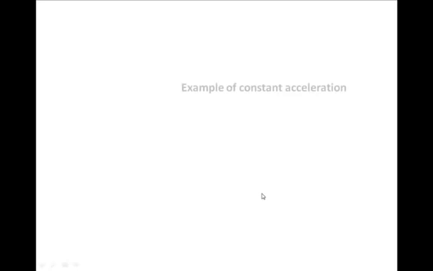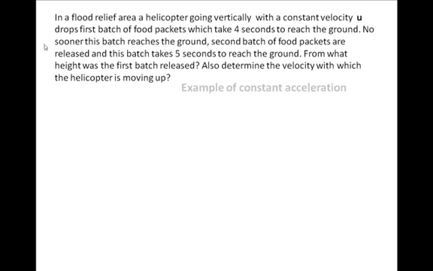So let's start with the first one, where we have an example of constant acceleration, and to demonstrate we have taken this problem. It says in a flood relief area, a helicopter going vertically with a constant velocity u drops a first batch of food packets which take 4 seconds to reach the ground. No sooner this batch reaches the ground, a second batch of food packets is released, and this batch takes 5 seconds to reach the ground. The question is, from what height was the first batch released, and also determine the velocity with which the helicopter is moving up.